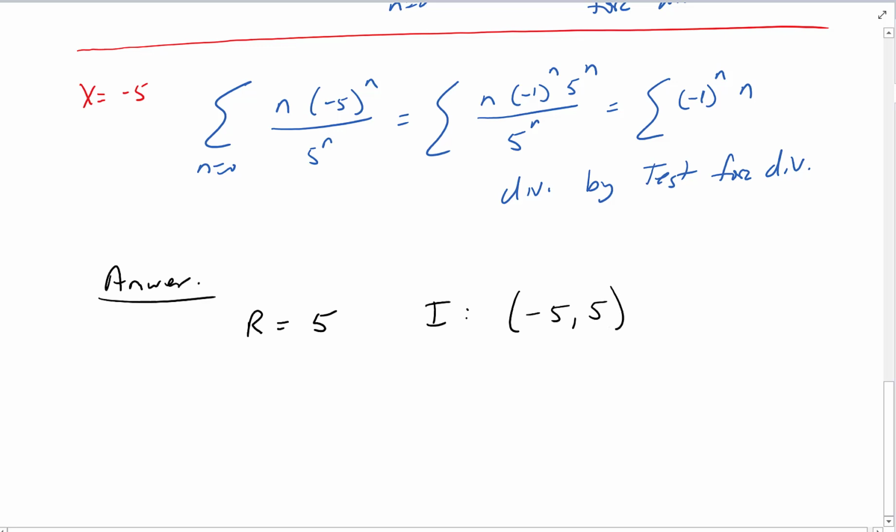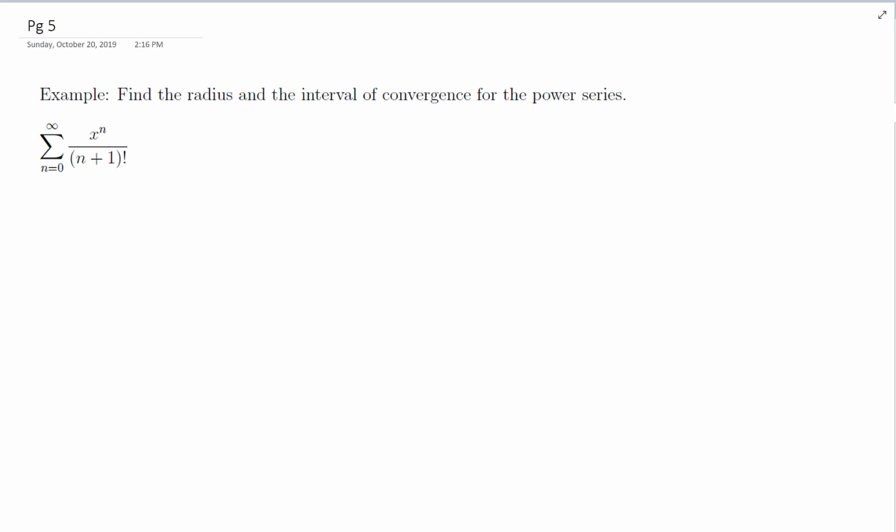Now, in WebAssign, it requires you to give your answer in interval notation. So this is equivalent to saying that minus 5 is less than x less than 5. So now we have another one. Now the good news is once you get comfortable with this process, it's going to go faster. We don't need to create the summation because we're given it. So we just look and start off with the ratio test.